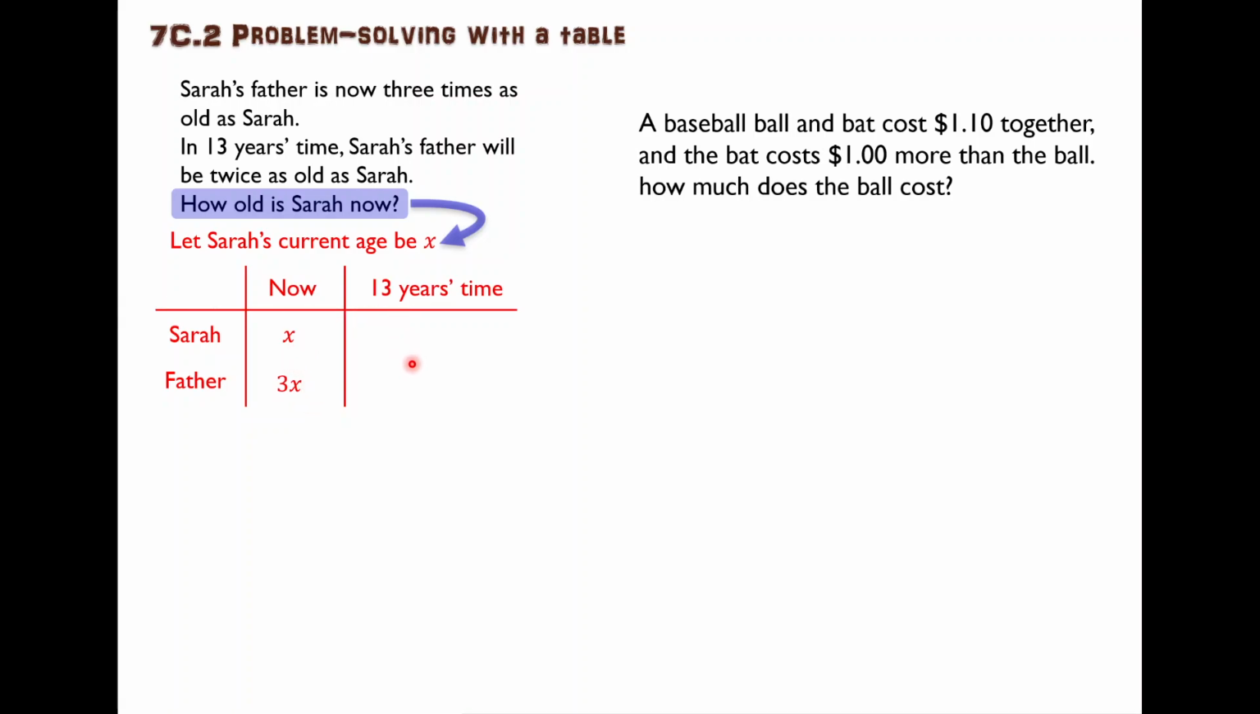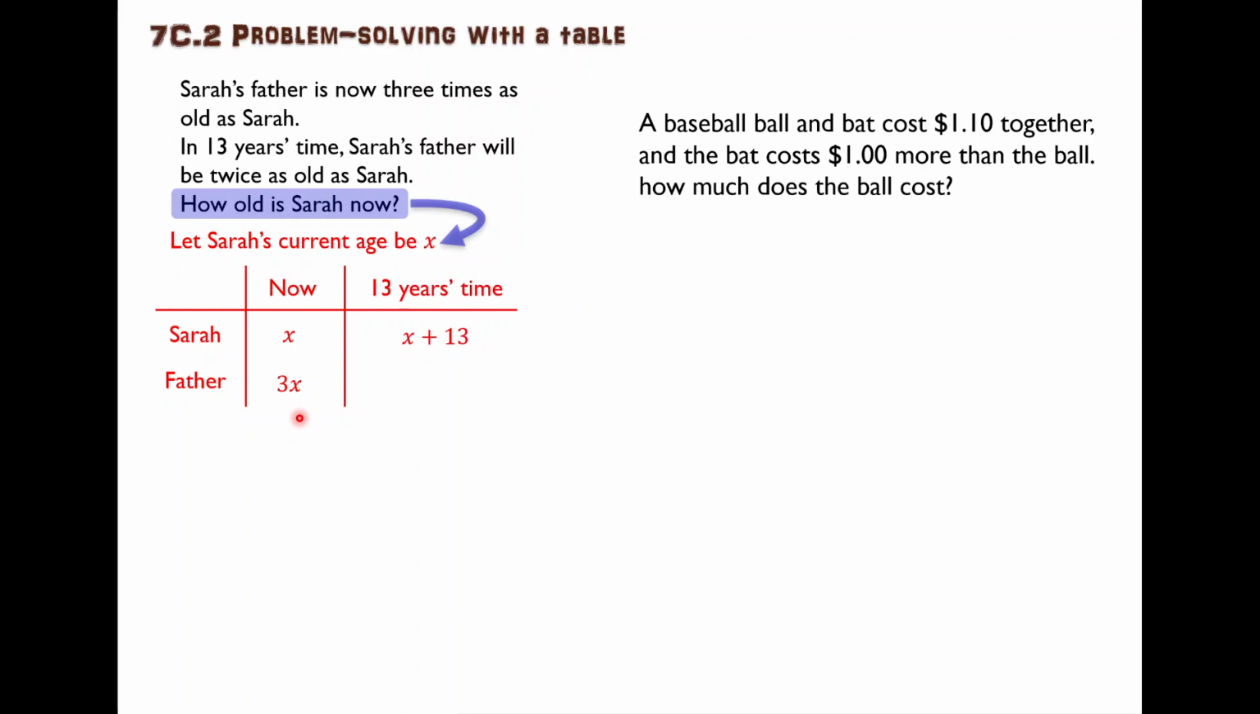In 13 years' time, they'll both be 13 years older, right? Sarah is currently x years old, but in 13 years' time, her age will be 13 years bigger. We'll need to add 13. So in 13 years' time, her age is x plus 13. For example, even though this is not the answer, if Sarah's age is 1 year old now, in 13 years' time, she'll be 1 plus 13, 14 years old.